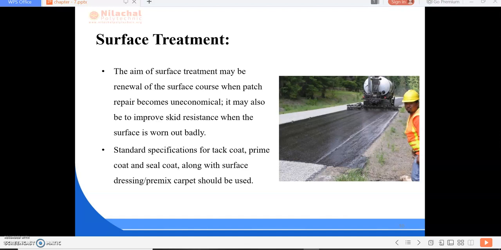Okay, so what is surface treatment? The aim of surface treatment may be renewal of the surface course when patch repair becomes uneconomical. It may also be to improve skid resistance when the surface is worn out badly. Standard specification for tack coat, prime coat and seal coat along with surface dressing or pre-mix carpet should be used.